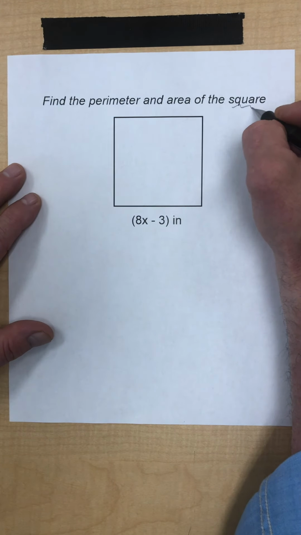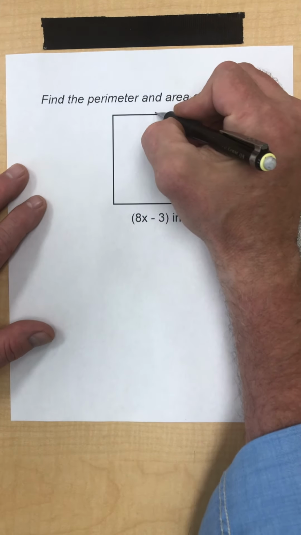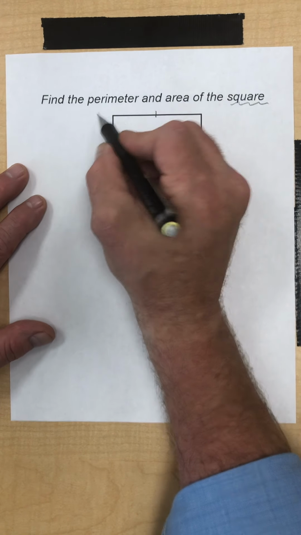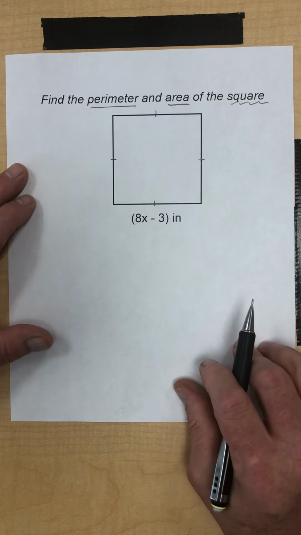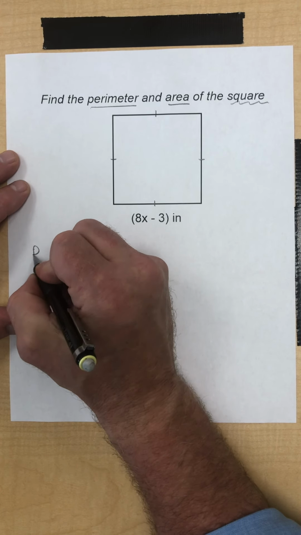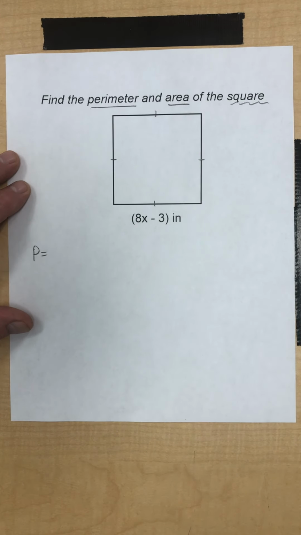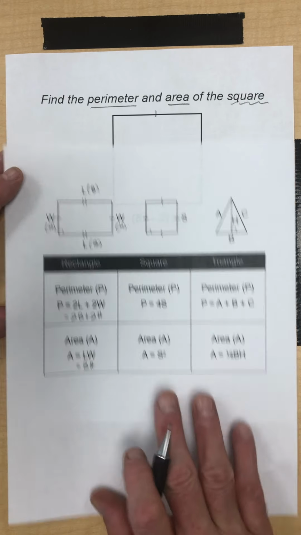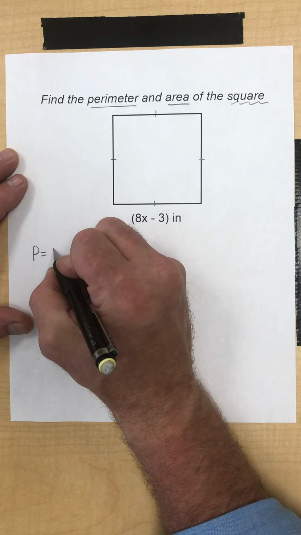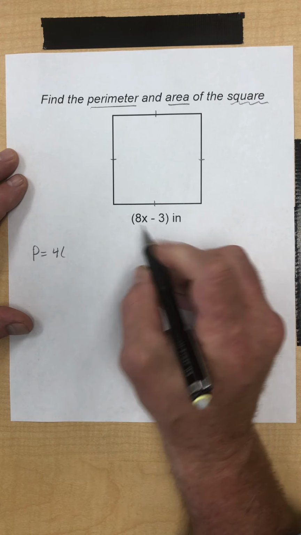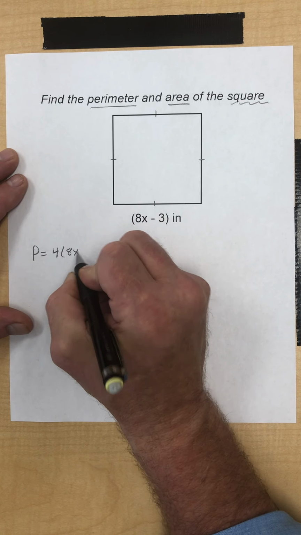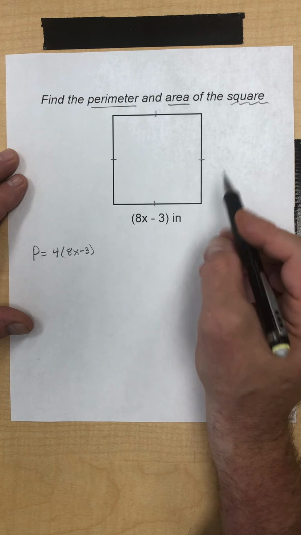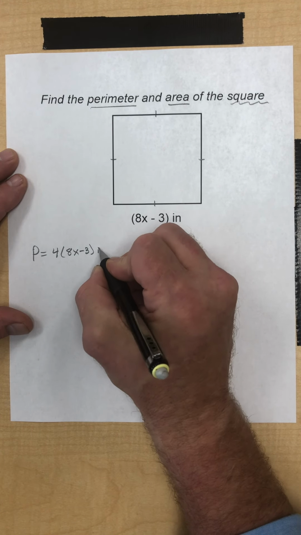Another square. Okay, so we know that all four sides are congruent. It wants perimeter and it wants area. Okay, so let's see, perimeter, going back to our sheet right here, that would be 4 times the length of a side for the perimeter. So this would be 4 times 8x minus 3. Okay, and perimeter is in linear units, so it's just inches.